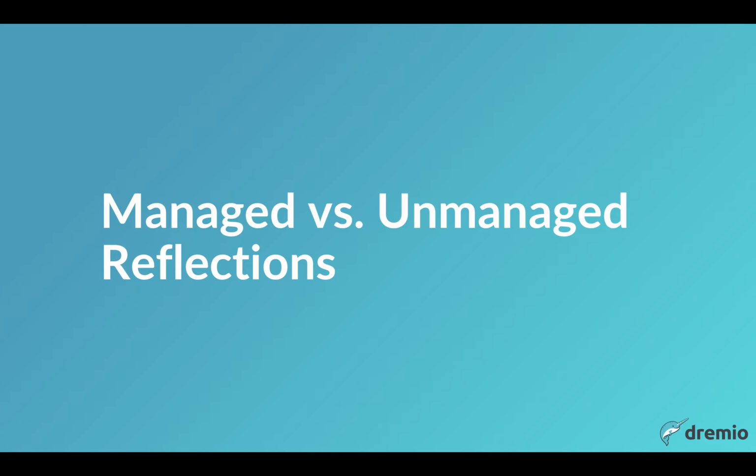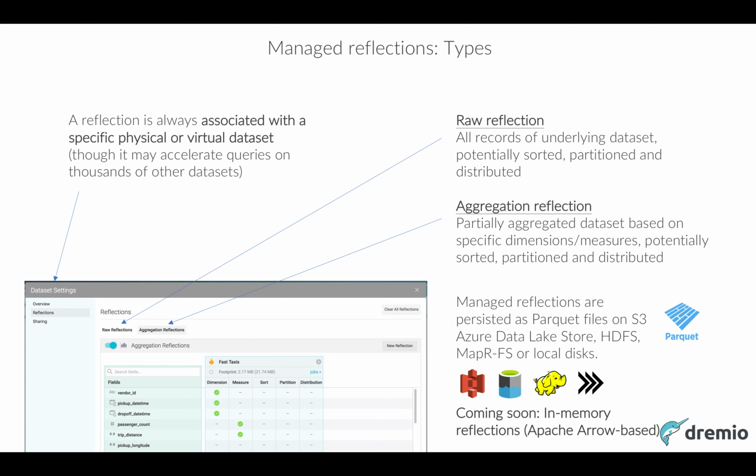So let's talk a little bit about two different types of reflections based on how they're managed and refreshed. The simplest type of reflection to use is the managed reflection, which is basically managed by Dremio. Just for manageability reasons, a reflection is always associated with a specific physical or virtual data set. Again, it may accelerate queries on thousands of other data sets as well, but in order for users to be able to manage and find that reflection, they're always tied to a specific data set.